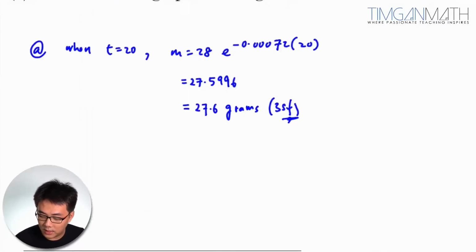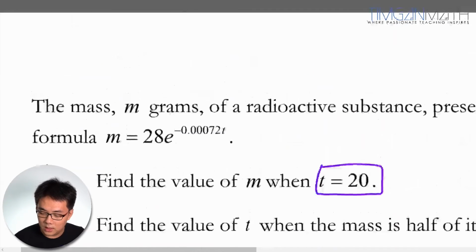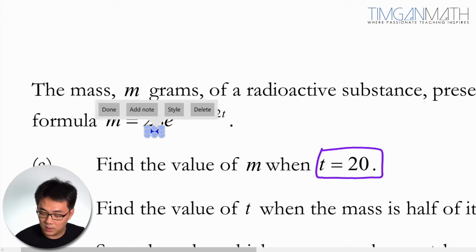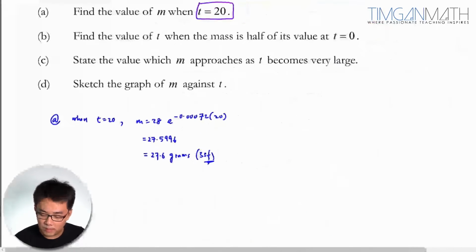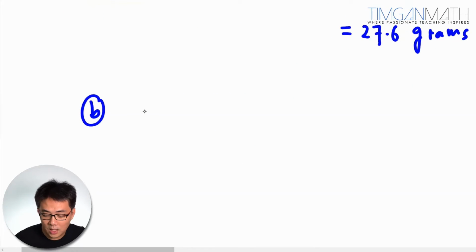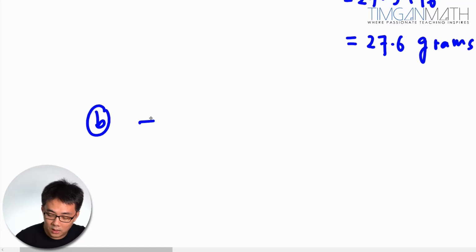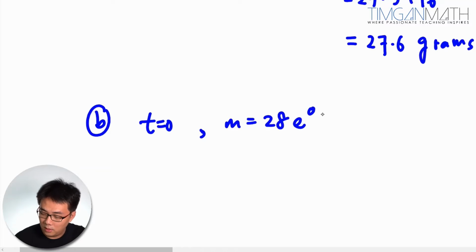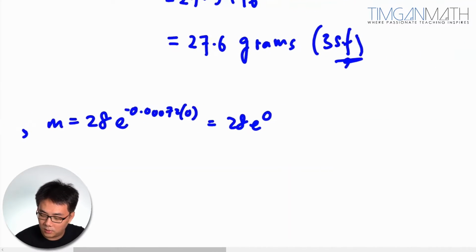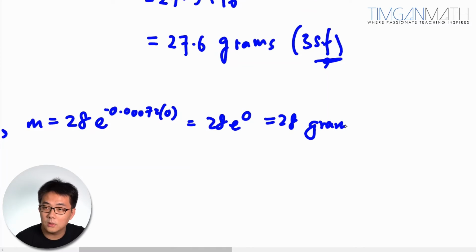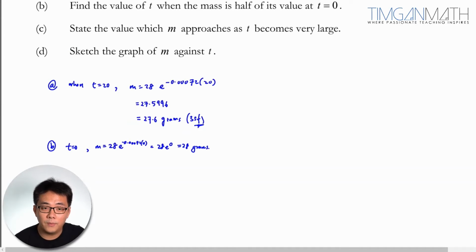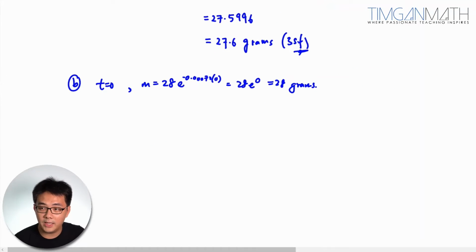There are a few ways to think about it. When t equals 0, this is the initial value, but sometimes students are unable to see that. You could just replace it in and find what the value would be. When t equals 0, m would just be 28 e to the power 0. So this will be 28 grams. Find the value of t when the mass is half of its initial value.